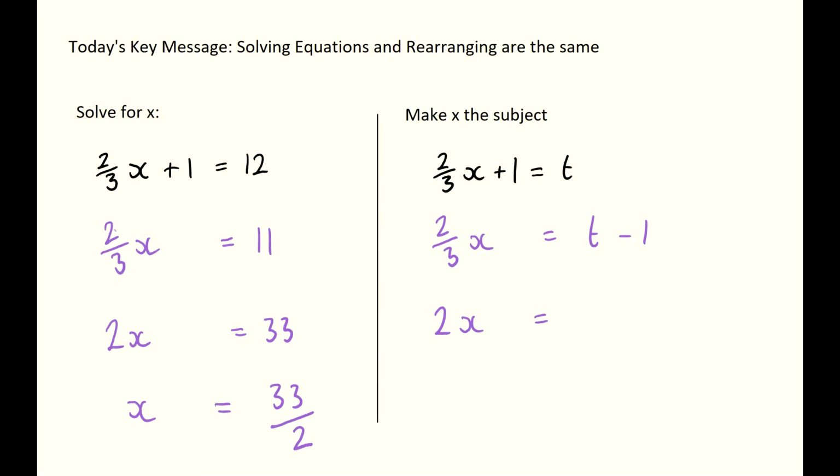Probably the easiest way to do this is just use brackets. I'm going to write 3 brackets t minus 1, and that means 3 times by all of t minus 1, like a big group. Then, final step, to get x by itself, we need to divide by 2. So I have 3 brackets t minus 1, and that is all divided by 2. And that's all you need to do. So again, the answer on the right hand side looks very horrid, but can you see I followed the exact same steps as I did compared to my left hand side.